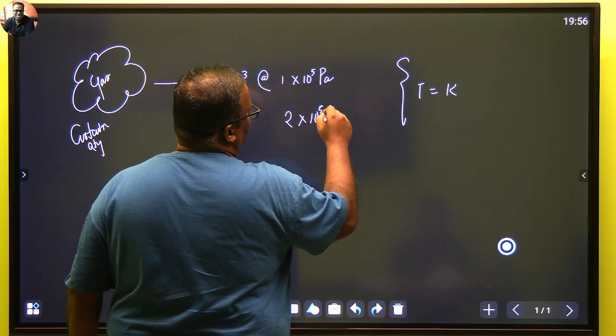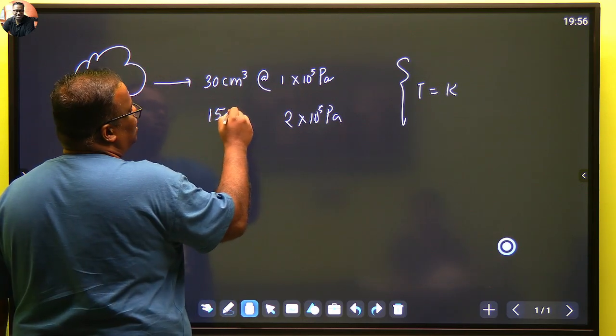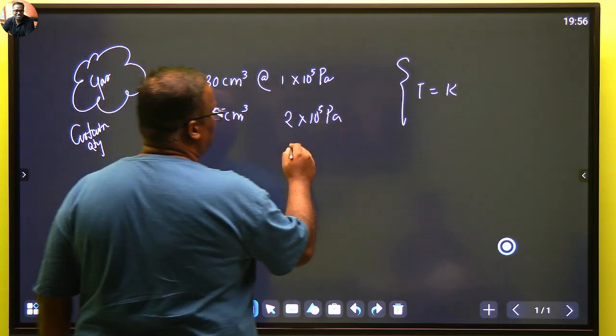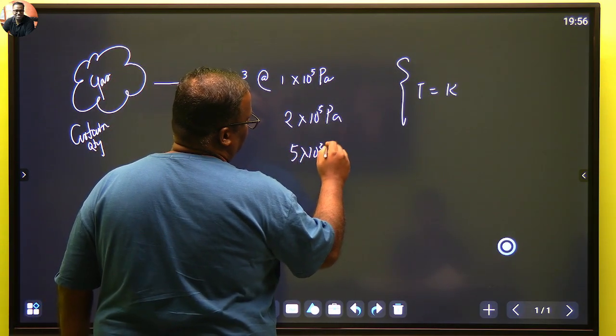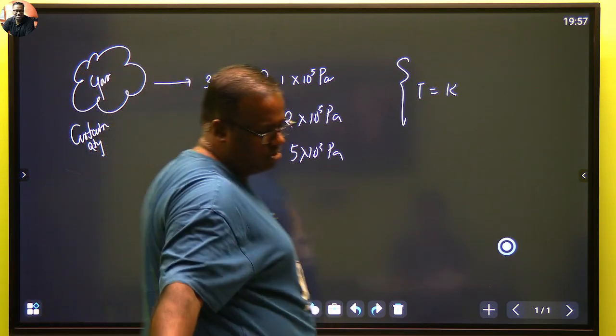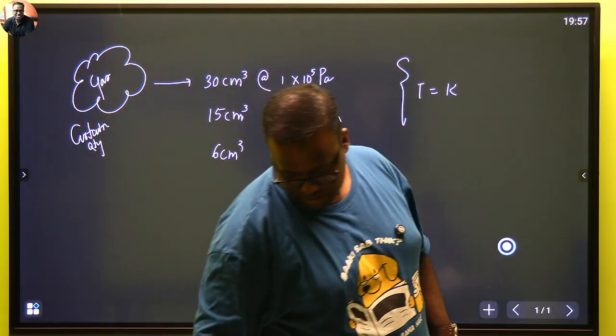Chal, Sasra, tell me. So it should be 15 centimeter cube. And the next one, the pressure has been made 5 into 10 to the power 5. So reduce it by 5, it should be 6 centimeter cube. Yes, very good. Superb. I'm very happy.